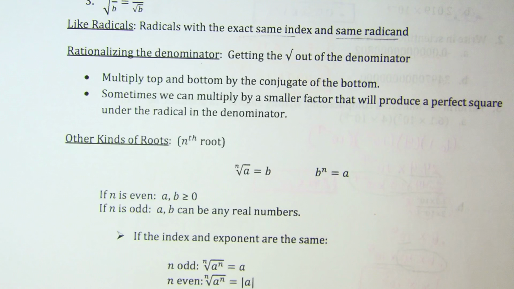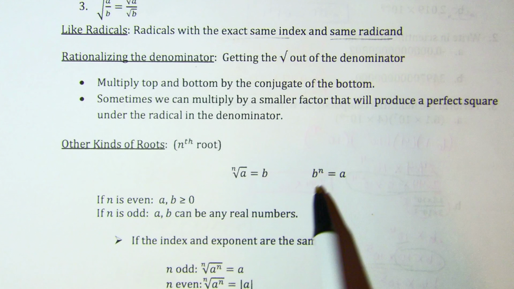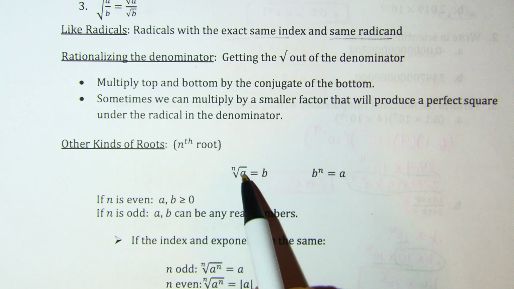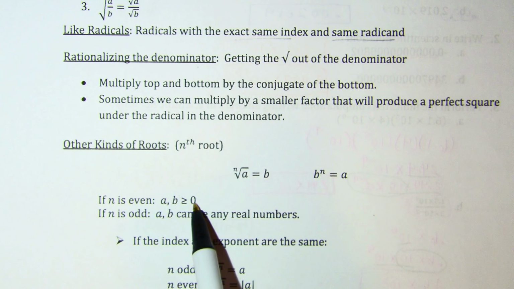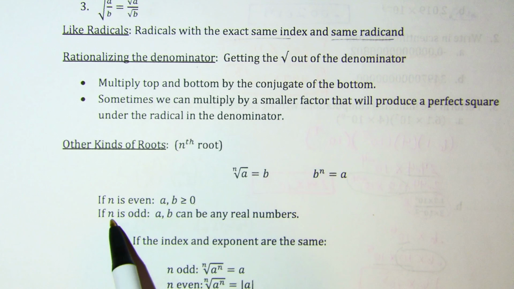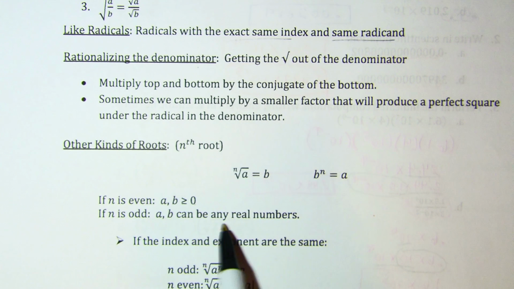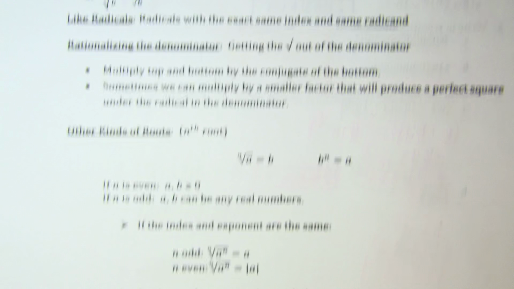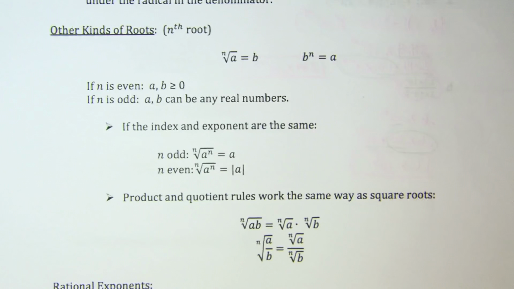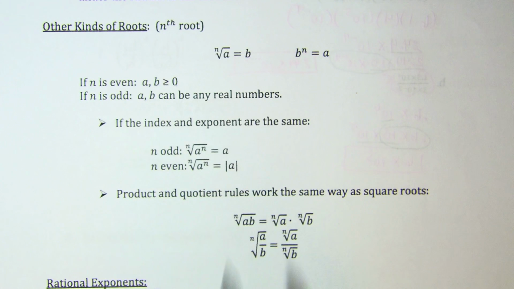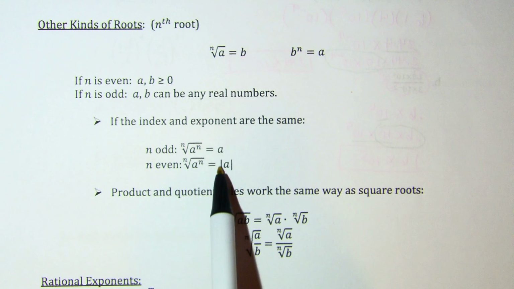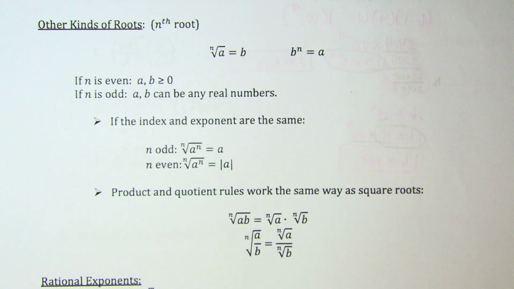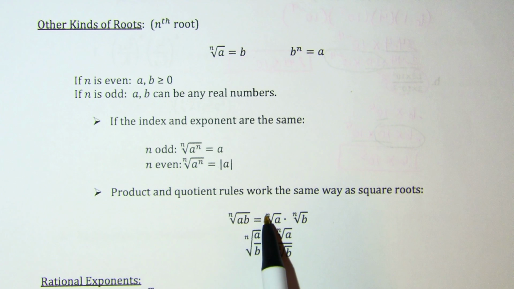We have other kinds of roots besides square roots. We have the nth root of a equals some number b. If n is even, a and b both have to be greater than or equal to 0. If n is odd, a and b can be any real numbers, so positive or negative. Again, some more rules about types of roots and whether they have to go in absolute value or not. We'll see that in an example. And then again, for any kind of root, not just square roots, these same rules apply.